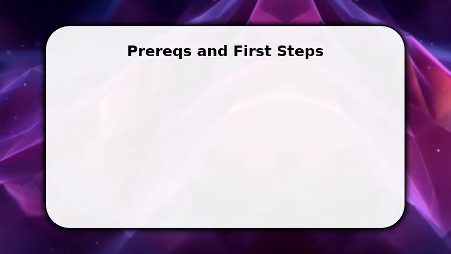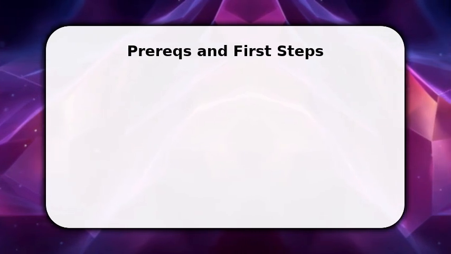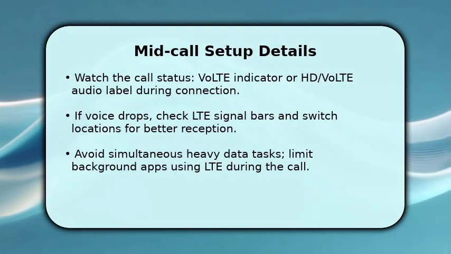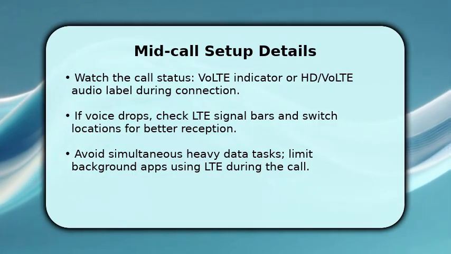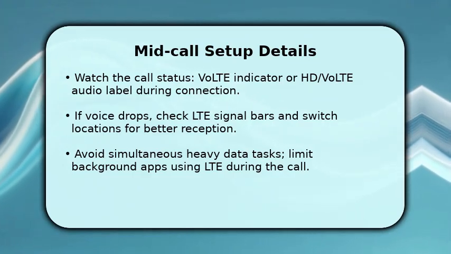Now dial the contact as usual. VoLTE will route the call over LTE automatically when conditions are met. Once the call starts, monitor indicators that confirm VoLTE. An HD or VoLTE label typically appears. If audio quality is high, you're on the right path.